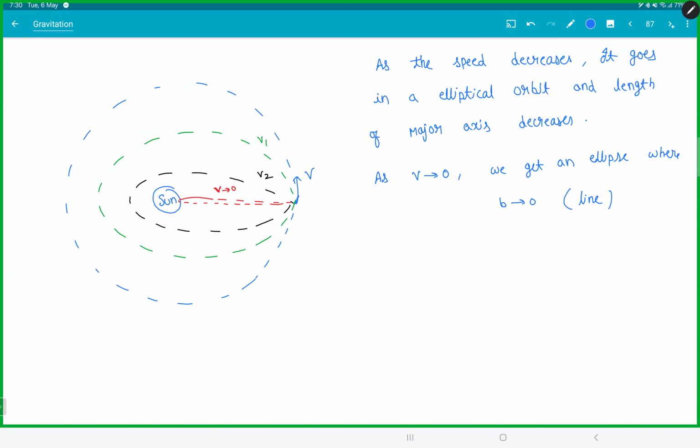And luckily, we know the time period doesn't depend on b. So this is how the trajectory would look. If this was the sun, initially you're going in this direction with some speed v. If you make v tending to 0, you get almost a line. So for this one, the major axis is r, and for the blue one, the major axis is 2r.